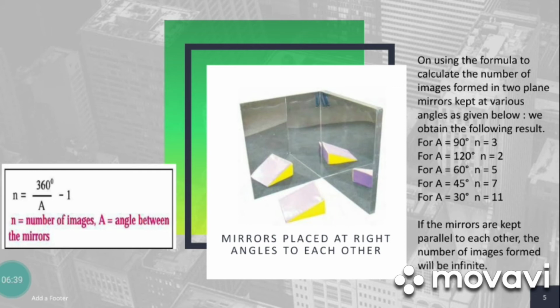For a equal to 90 degrees, as shown in the figure, n is equal to 3, that is the number of images formed is 3. For a equal to 120 degrees, the number of images formed is 2. For a equal to 60 degrees, the number of images formed is 5. For a equal to 45 degrees, the number of images formed is 7. And for a equal to 30 degrees, the number of images formed is 11. If the mirrors are kept parallel to each other, the number of images formed will be infinite.